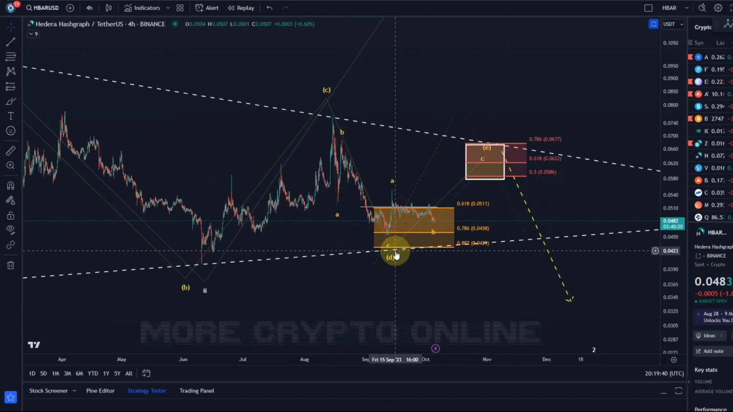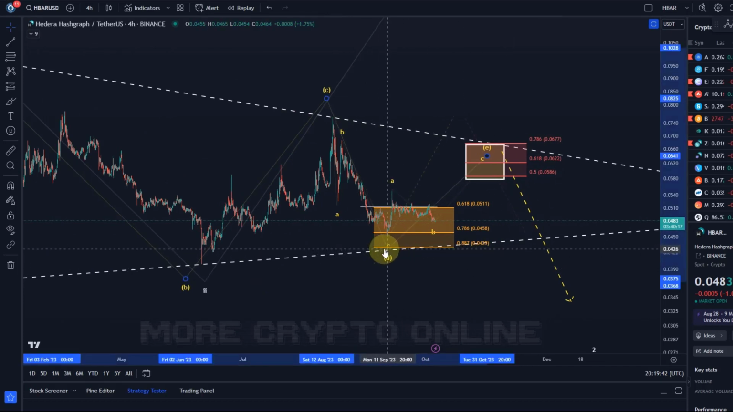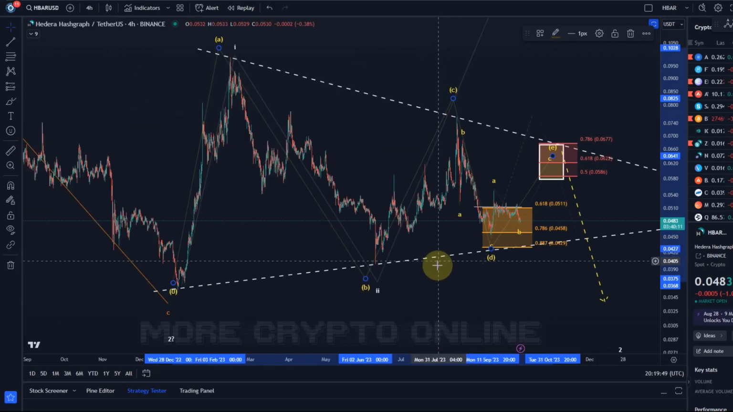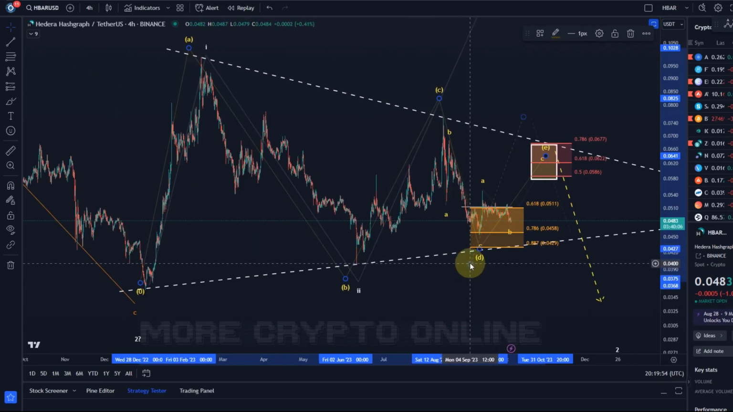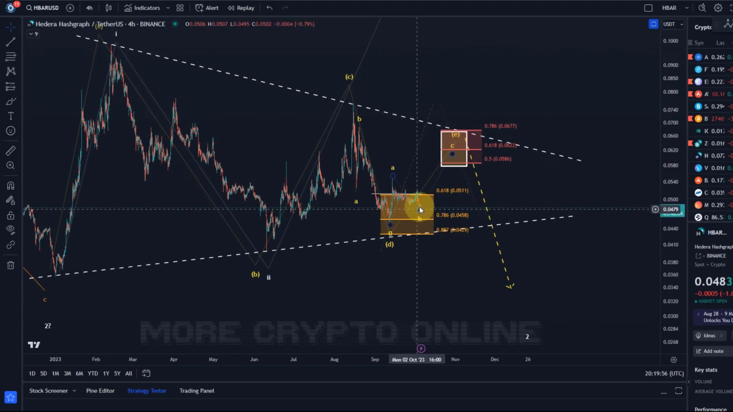We currently consider that the wave D might be finished, but it can obviously still extend lower. The key support I've got here is the 4.3 cent level. It's also the trend line support. So really only below that level, I would start to assume that the triangle doesn't get an E wave. In fact, this is the ideal scenario, A, B, C in wave E. This is the last wave of the triangle, ideally targeting 5.8 cents to 6.7 cents.